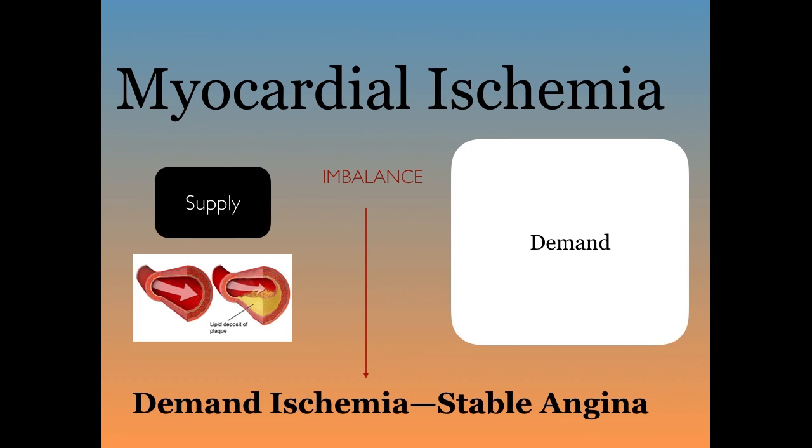So now, with an increase in demand, with these lipid deposits in the plaque, let's say somebody goes for a run. Let's make it simple. In cases of atherosclerosis, you have a situation of poor supply. But if you increase demand by exercise or stress, that increased demand will lead to ischemia, and that is what is most responsible for cases of stable angina.